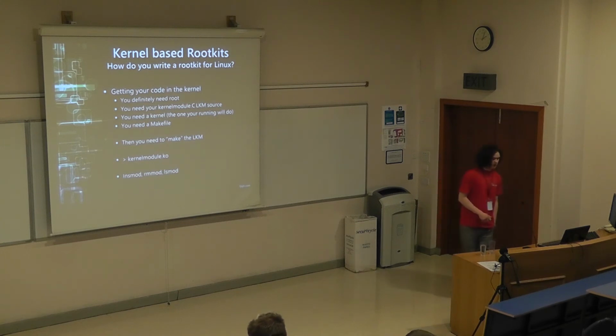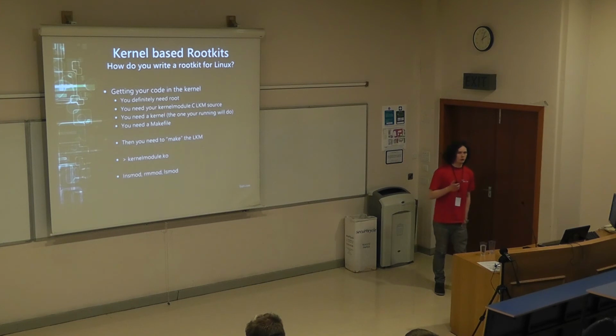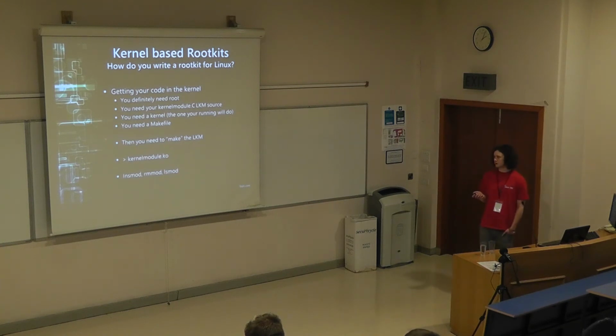That's fine. You're going to need a kernel. We know we've got a standard Linux distribution, so we have that. It's not a problem. And then you need a makefile. The makefile basically tells your operating system where the kernel is located to compile against, and then where the source code is that you want to compile. And then you make it. And if everything goes well, which sometimes it doesn't, you'll get this lovely little file called kernelmodule.ko.